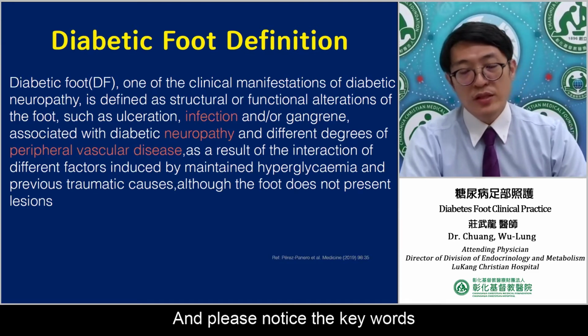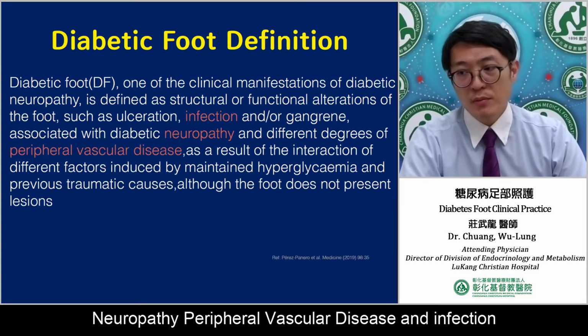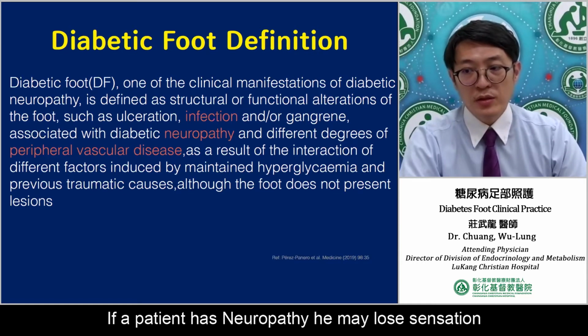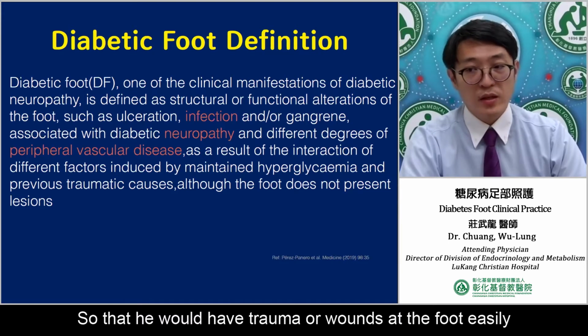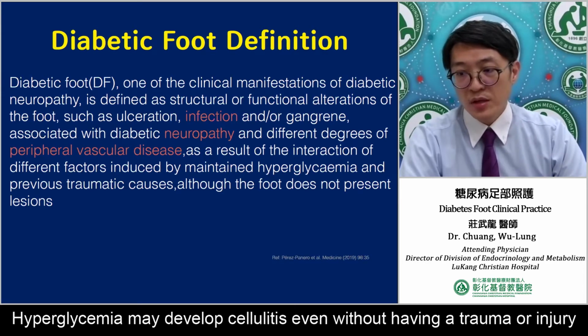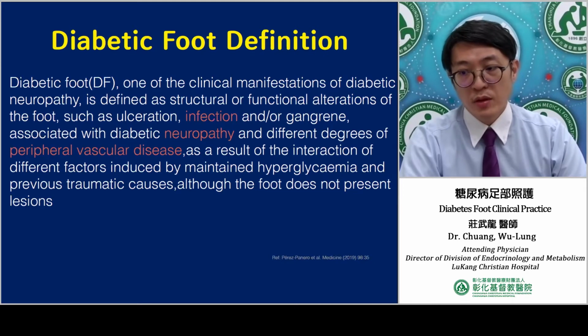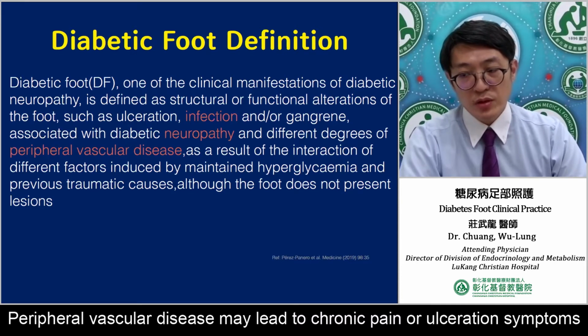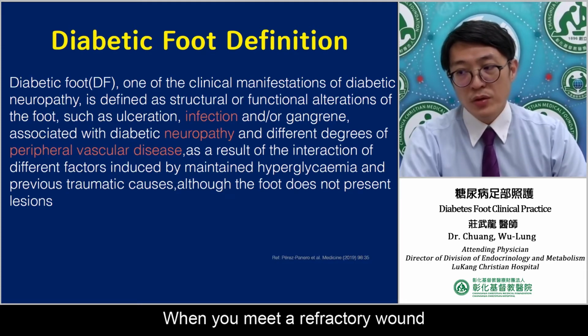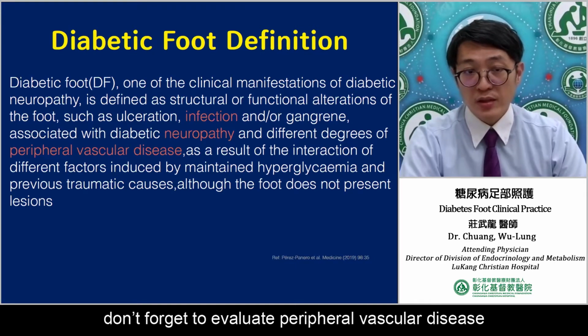And please notice the key words: neuropathy, peripheral vascular disease, and infection. If a patient has neuropathy, he may lose sensation so that he would easily have trauma or wounds at the foot. Hyperglycemia may worsen severity even without trauma or injury. Peripheral vascular disease may lead to chronic pain or ulceration symptoms. When you meet a refractory wound, don't forget to evaluate vascular disease.